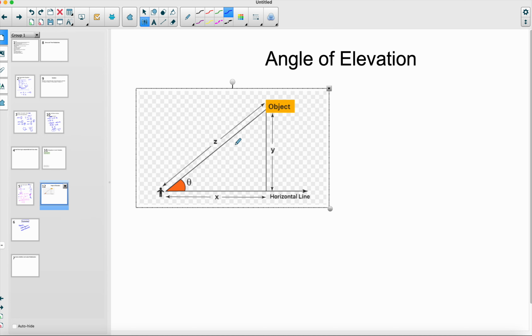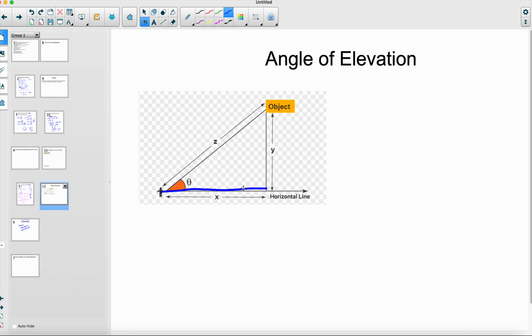So, angle of elevation. This is an important topic too. That's why I wanted to cover it as well. So, anytime we're doing angle of elevation, so elevation is elevated from the horizontal. So if I'm talking about an angle of elevation from where this person is located, I'm talking about the angle elevated from that horizontal. So this theta would be the angle of elevation.